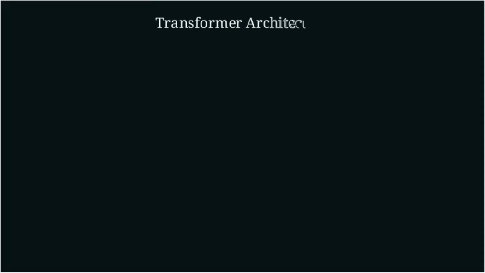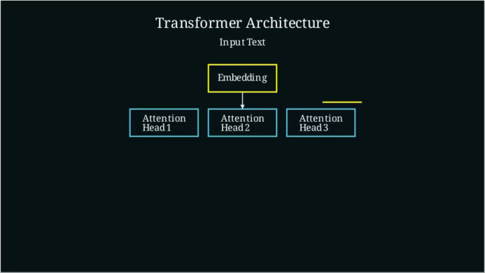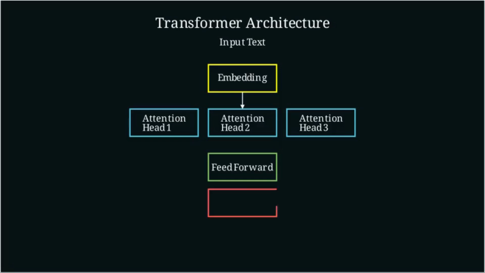Let's dive into the heart of an LLM, the transformer architecture. Starting with the input text, the model first converts words into embeddings, creating rich numerical representations. These embeddings then flow through multiple attention heads, which work in parallel to capture different aspects of relationships between words. The feed-forward network processes this information further, while layer normalization ensures stable learning. This elegant design allows the model to handle complex language tasks with remarkable efficiency.